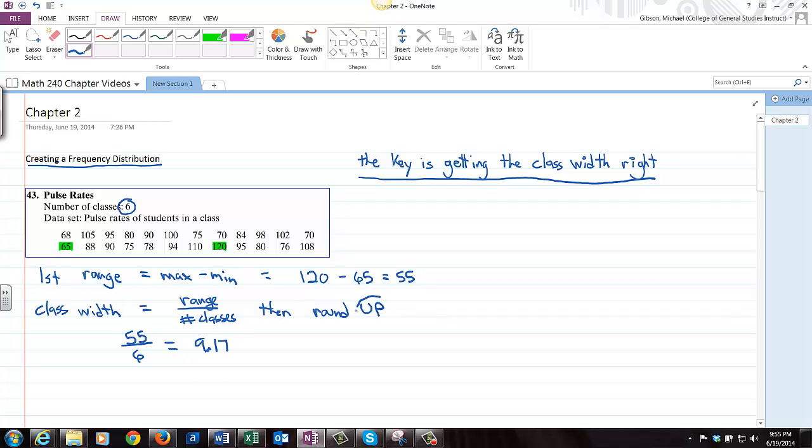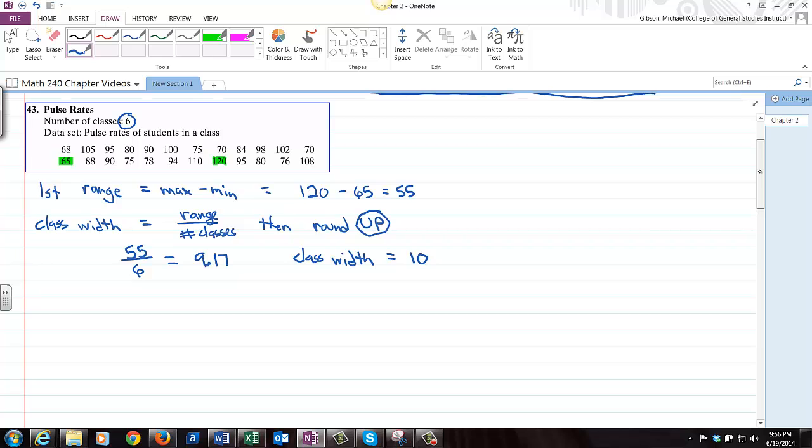Round up means don't follow normal rounding rules. It means go up to the next integer. So our class width equals 10. This is important. Even if this had come out to be exactly 9, we should have said 10 for the class width. If you don't round up, there won't be enough space for your data. It messes things up.